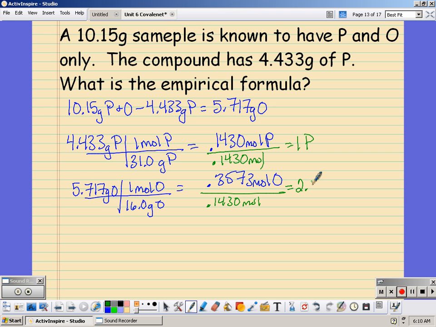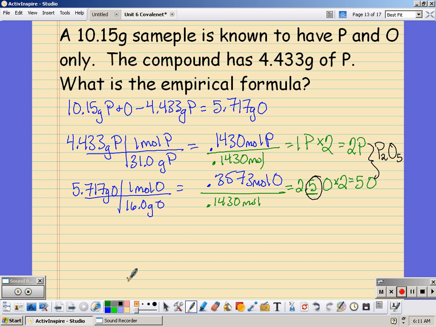498 or 2.5 oxygen. The 0.5 is something that you have to watch out for. You can't have half of an atom. So instead, you're going to multiply both of these by 2. So really we have 2 phosphoruses and 5 oxygen. So when we write our formula, it's P2O5. So watch out for the 0.5 when you divide by the smallest.